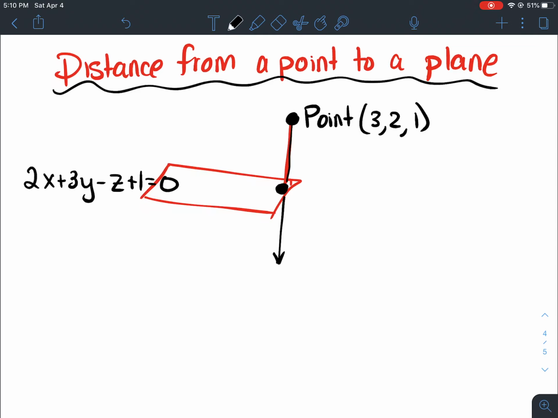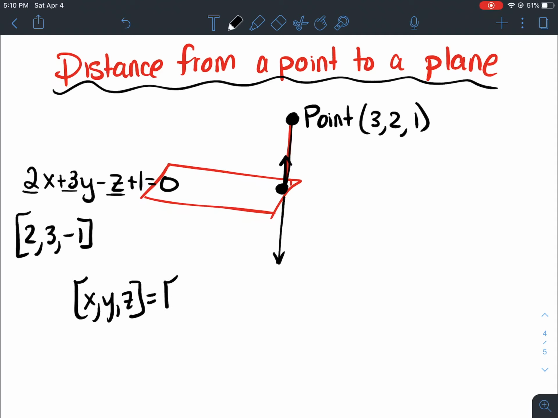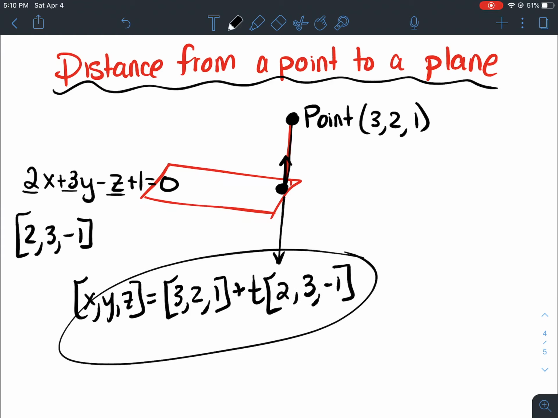So the first thing we have to do is figure out the equation of this line. We know the direction vector of this line is 2, 3, negative 1, the coefficients, since it's perpendicular. And we also know a point on the line. So we're able to get the equation of the line: x, y, z equals 3, 2, 1 plus t times 2, 3, negative 1.